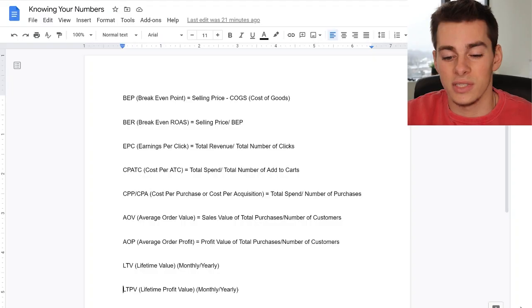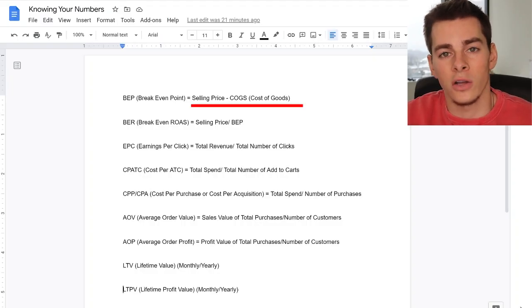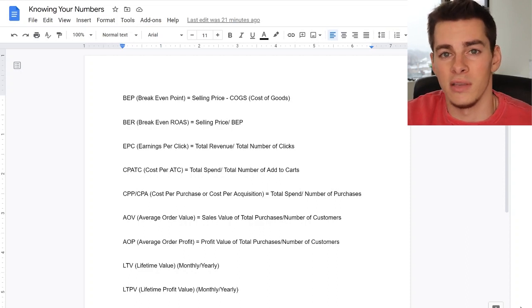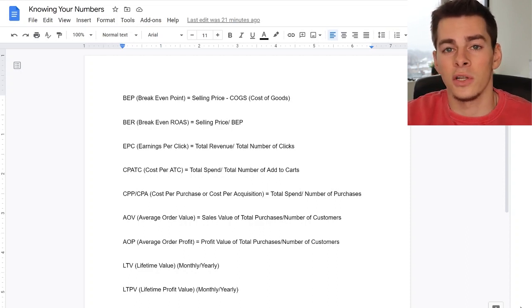In order to calculate your break-even point, it is simply your selling price minus your COGS, or your cost of goods. So if you get a product for $20 and you sell it for $50, you would do 50 minus 20, and you get $30 as your break-even point. Theoretically, you want to shoot for lower than a $30 cost per purchase, or to spend less than $30 to acquire a customer, in order to maintain profitability for your business.